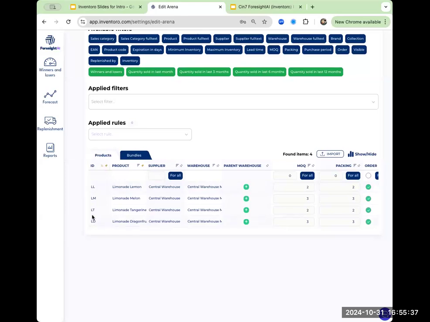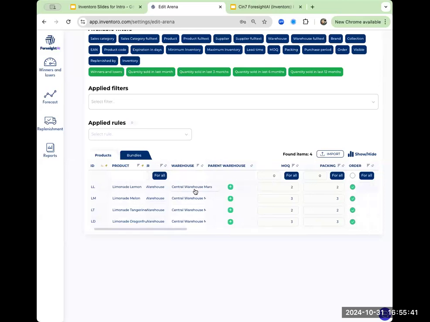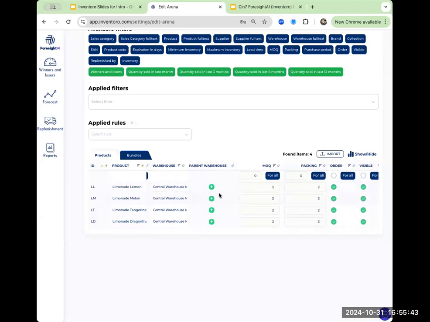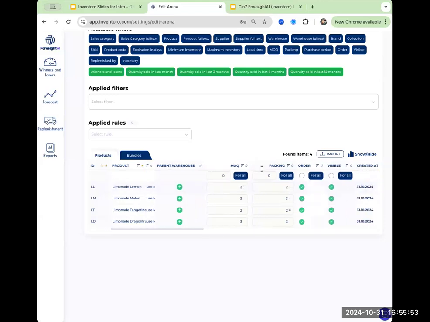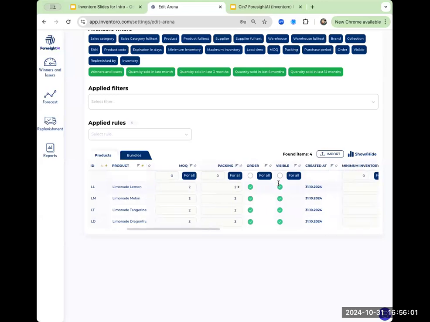But what you can do here is quite a lot. So I have my product, my supplier, and my warehouse. Here's where I could designate a parent warehouse where I want the product to come from, to get to this warehouse. You can set a minimum order quantity here if you'd like. You can set packing. So for example, 12 eggs come in an egg carton, so you would put 12 here because that's how many come in the item.